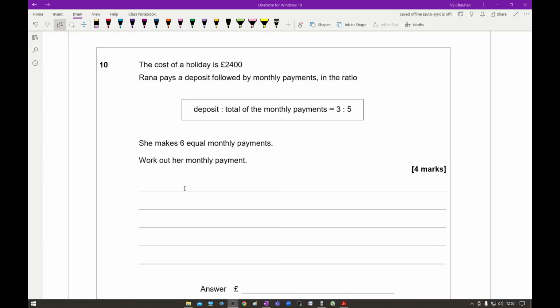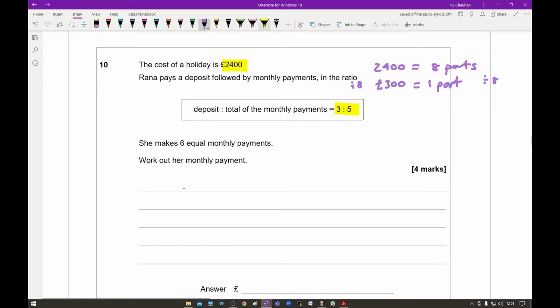So for this, what we need to do first is work out how much is the deposit and how much the total monthly payments is going to be before we work out what the 6 monthly payments are going to be. So for this, we know that the total is 2,400. And looking at the ratio of 3 to 5, it tells us that 2,400 is equal to 8 parts. Now, if that is the case, we could then work out what one part is by dividing by 8. So if I divided both sides by 8, it tells me that one part is going to equal £300.